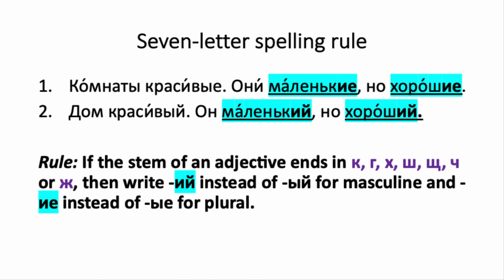The next rule is called a 7-letter spelling rule. This rule mandates that if the stem or root of an adjective ends in one of the 7 consonants, k, g, h, sh, sh, ch, or zh, then write e instead of y for masculine and ie instead of ye for plural. Therefore, this rule applies to masculine adjectives and plural adjectives. Look at the examples highlighted in blue on this slide.